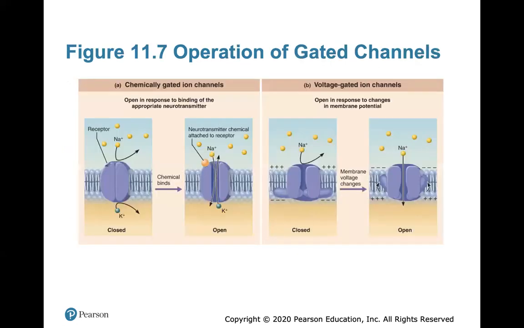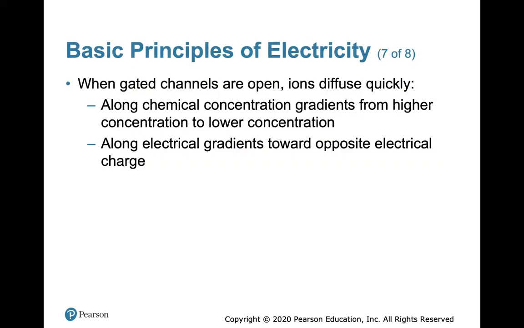So here's just a look at the operation of gated channels, chemically gated ion channels, voltage gated ion channels. When these gated channels are open, the ions will diffuse quickly along their chemical concentration gradient from a high to low concentration, as well as along an electrical gradient toward the opposite electrical charge.